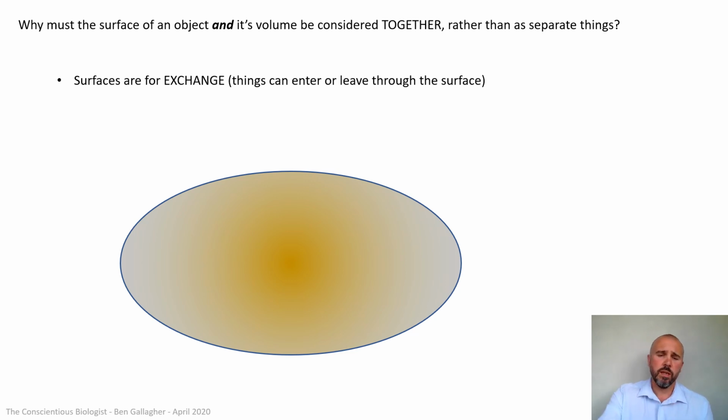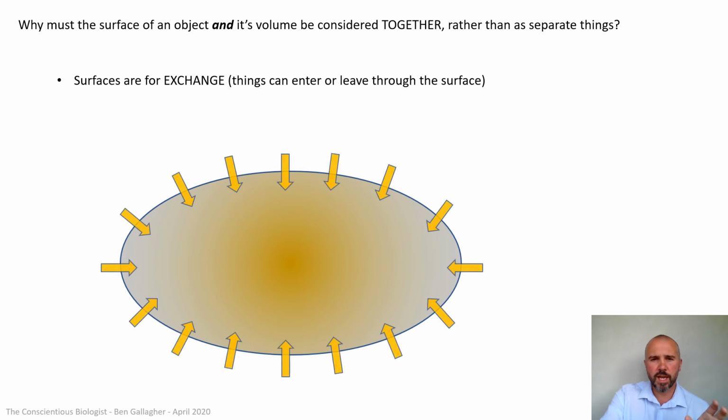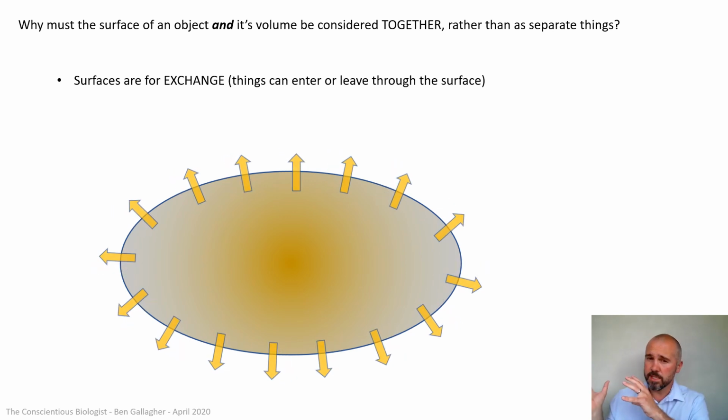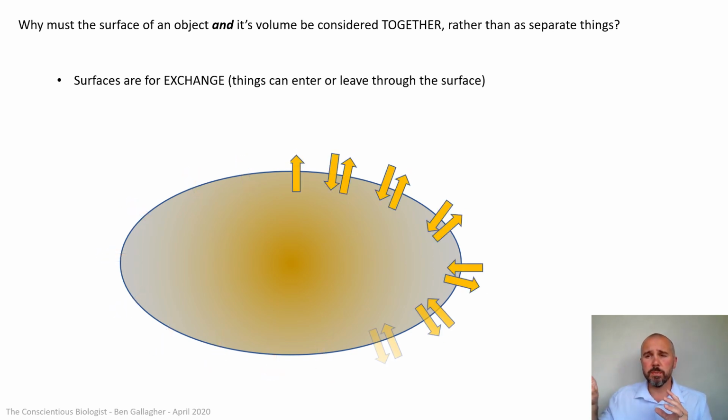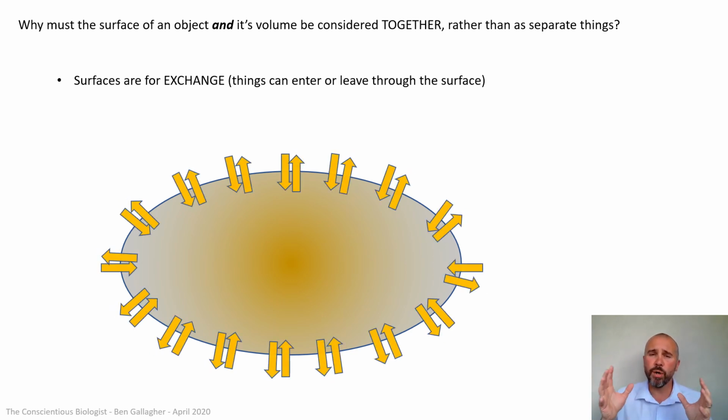Now, I've thrown up an oval there to try and represent a cell. And if we look at where the surface is, it's that dark blue line around the outside. So that's where exchange can happen. And the exchange could be, as is pulsating on there, things moving in, or now as things moving out. But it's going to be collectively both of those things, stuff coming in and stuff going out.